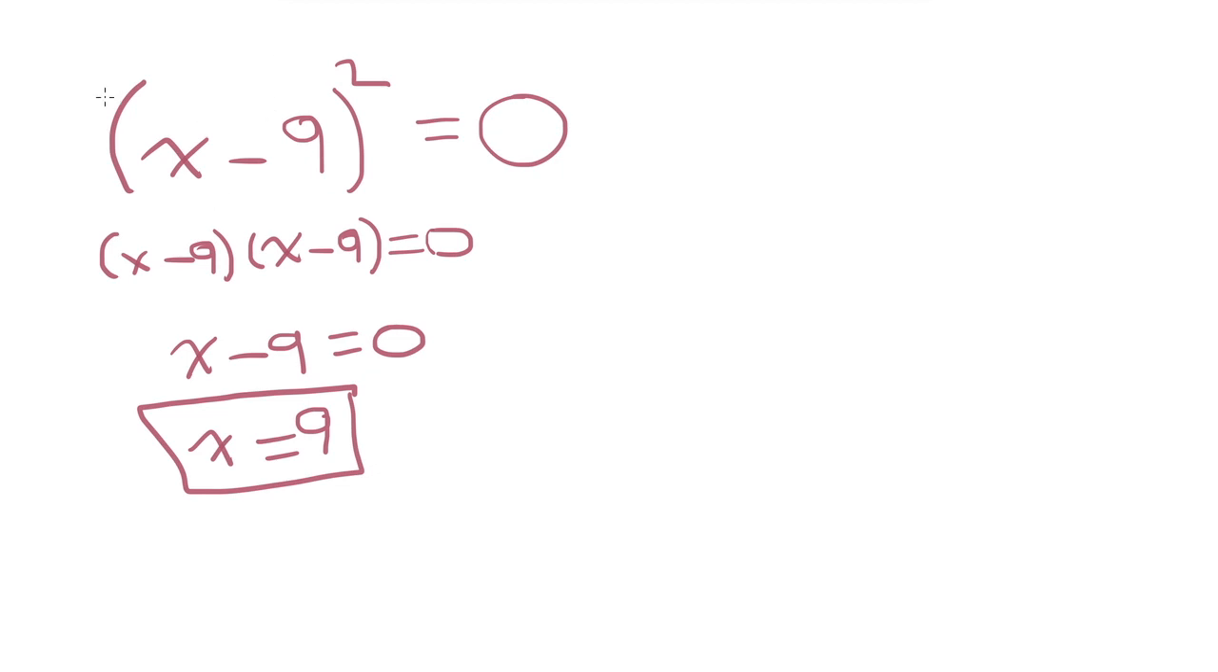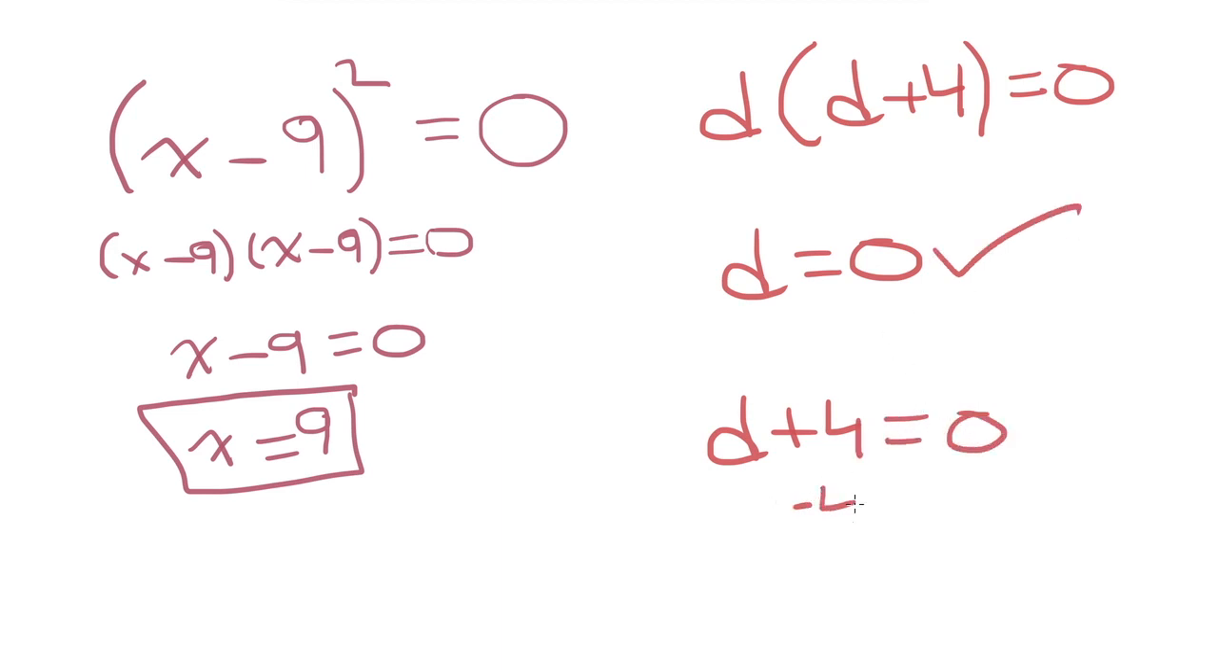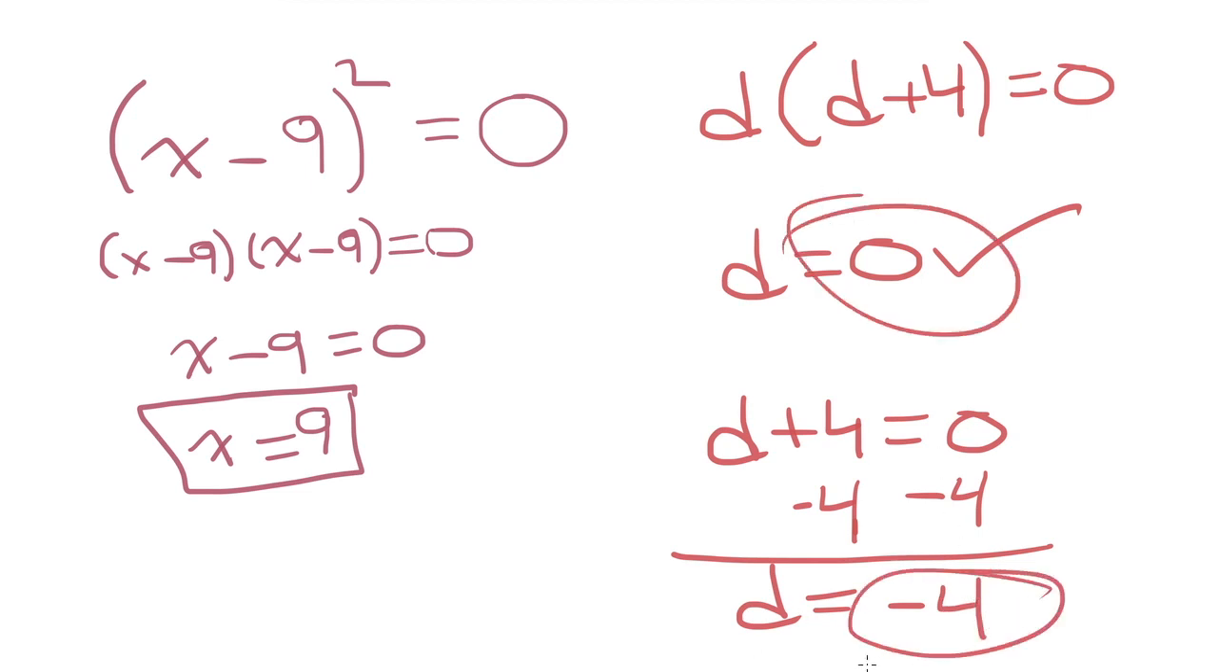Let's go back to one of the original ones. Let's say we had d(d + 4) = 0. So again, your one equation is d = 0. Your other equation is d + 4 = 0. And you have to solve both of those. This one's already solved. Yay! For this one, you have to subtract 4 from both sides. That's all. So d is equal to negative 4. So d is either going to be 0 or negative 4.